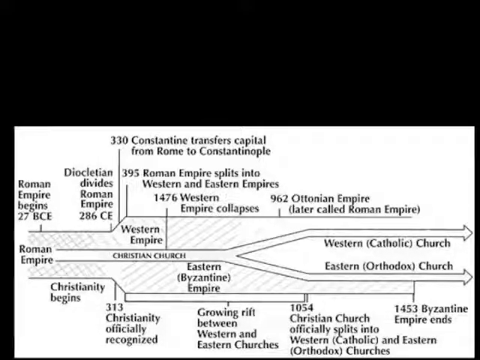In 330, Constantine transfers the capital from Rome to Constantinople. Rome remains the capital of the Western Empire. Constantinople, present-day Istanbul, becomes the capital of the Eastern Empire. And the Eastern Empire grows while the Western Empire shrinks.